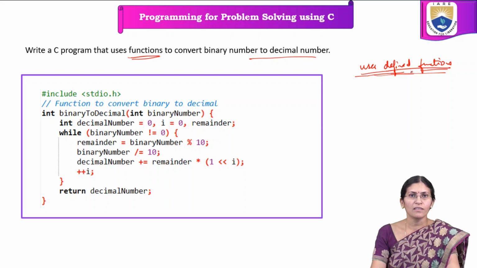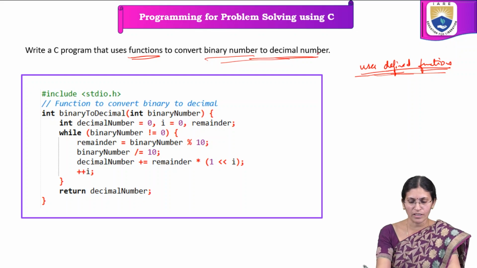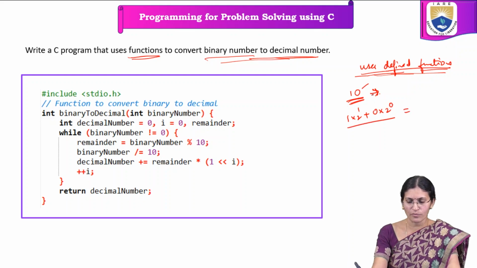Here let us write a C program which uses functions to convert a binary number to a decimal number. We know how to convert. A binary number has base 2, whereas a decimal number has base 10. We can convert this binary number to a decimal number in this way: 0 into 2 power 0 plus 1 into 2 power 1. The decimal equivalent for this binary number is 0 plus 2, which is equal to 2. So let us write the program for this.